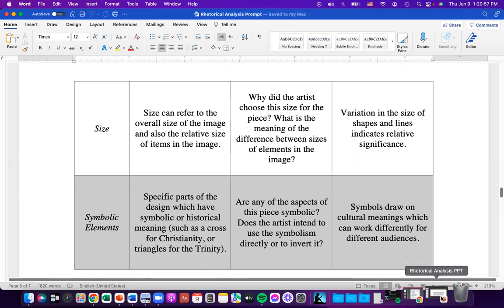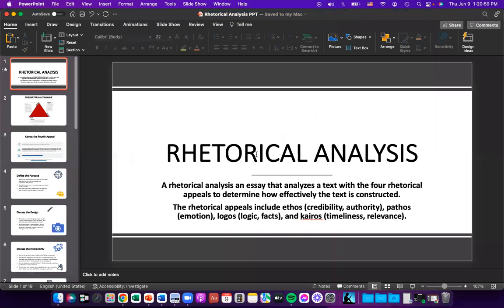Okay, let me pull up your PowerPoint. So let's go over this. So rhetorical analysis, it's an essay. In your case, it's 3 to 5 pages. You're analyzing some kind of text. So again, a blog post, organization, government website, or maybe an online newspaper, magazine article. And you're analyzing the text with the 4 rhetorical appeals, and you're thinking about how effectively that text is constructed.